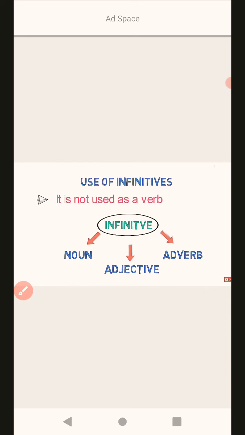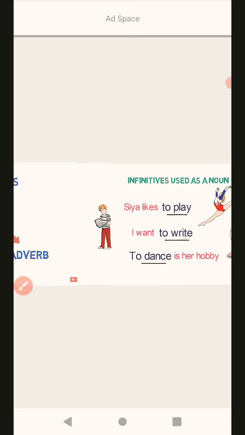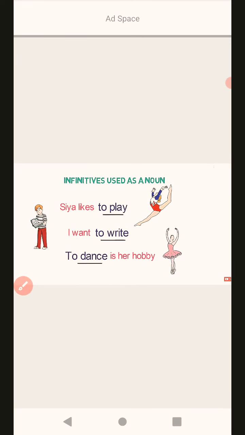Next, infinitives are not used as verbs. They do not function as a verb. They function as a noun, adjective or adverb. Noun, adjective or adverb. So let us learn by an example. Children, here you can see how infinitives are used as nouns.